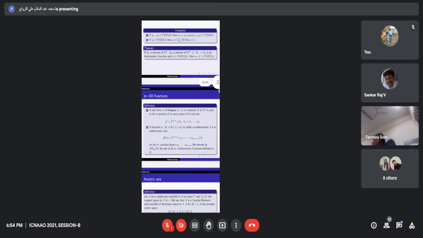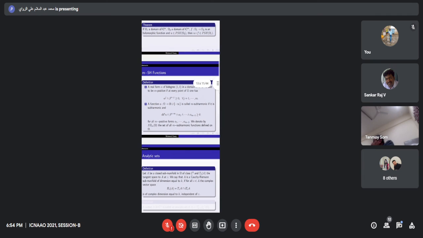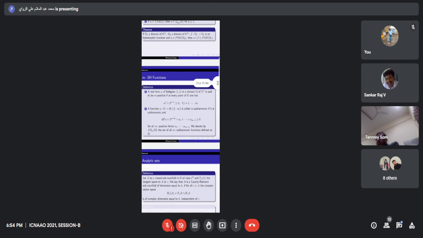A form alpha of bidegree (1,1) in a domain of C^n is said to be m-positive if alpha^m ∧ β^(n-m) is positive, where β here is the standard Kähler form of C^n. And a function is said to be m-subharmonic if and only if all this is positive for all m-positive forms. Let's see here that if we take m equal to n, every m-subharmonic function is plurisubharmonic.